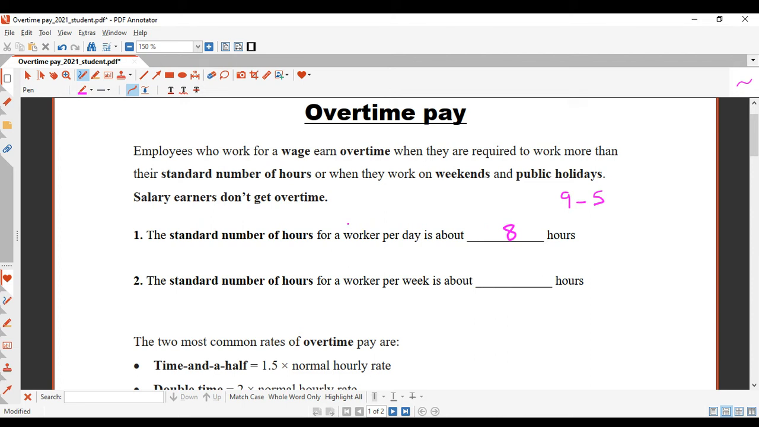All right. The standard number of hours for a worker per week. Well, in the old days, if you worked, say, Monday to Friday, that's the old working week. And on each one of those days, you worked 9 till 5, which is 8 hours. Then you would have 8 lots of 5, which is 40. So about 40 hours per week. And that got reduced to about 38, thanks to the unions who try to get better conditions for their workers.